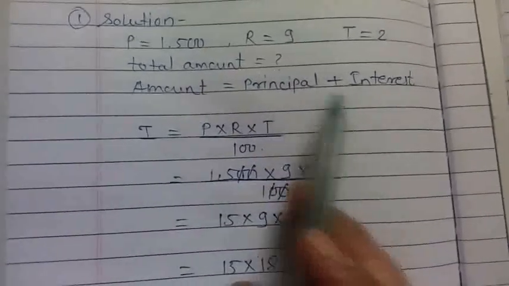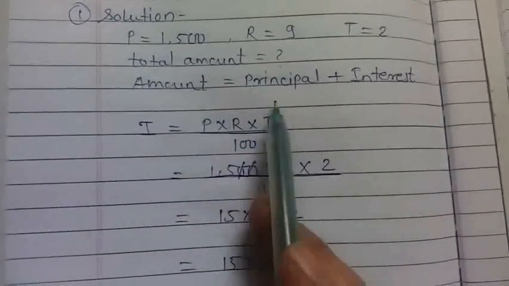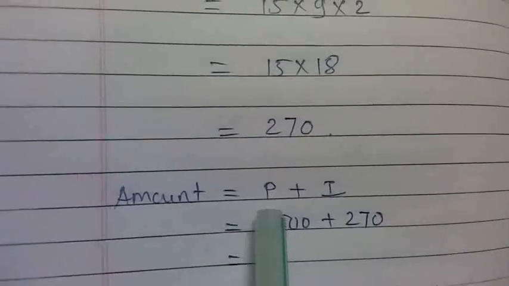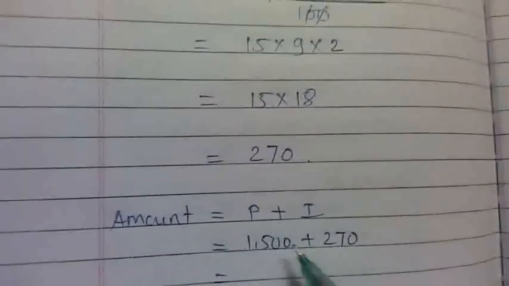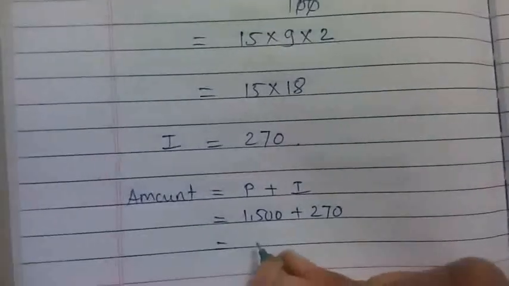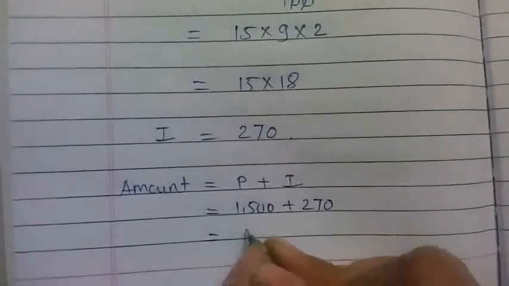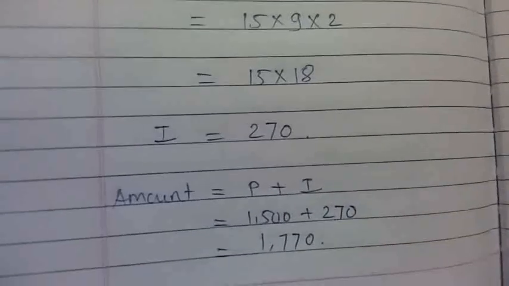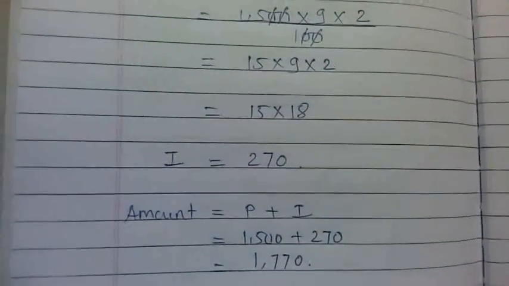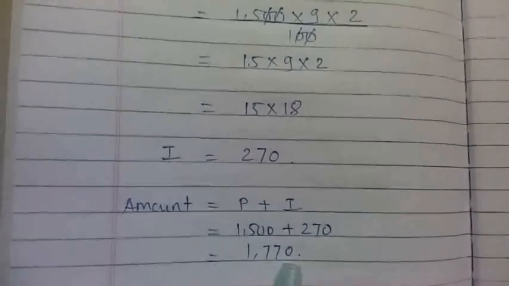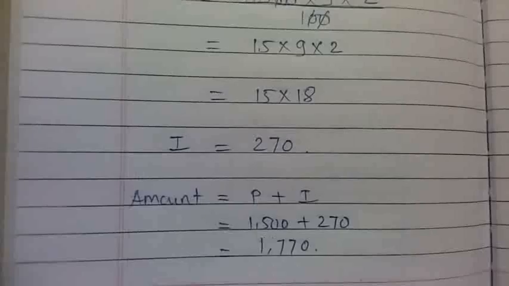You have to put the value of I in this formula. Amount is equal to principal plus interest. Principal is how much? 1500 plus I. This is the value of I. I is equal to 270. Now 1500 plus 270, the addition is 1770. Means what is your answer? Raina will get 1770 rupees from the bank.